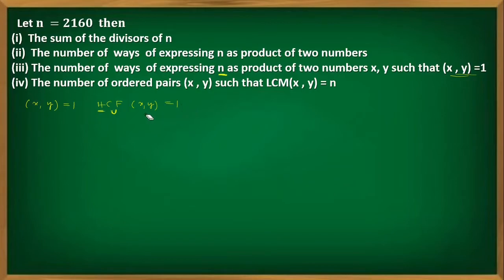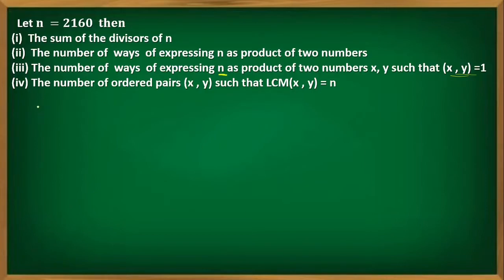So 1 is obviously a common divisor. Other than that, if you don't have any common divisor, then HCF is going to be equal to 1. Means whatever the prime numbers, or the divisors of x you have, that must not be present in y. There is no common divisor between x and y. Now, how will you calculate this? The number of ways of expressing n as a product of two numbers, but their GCD must be equal to 1.